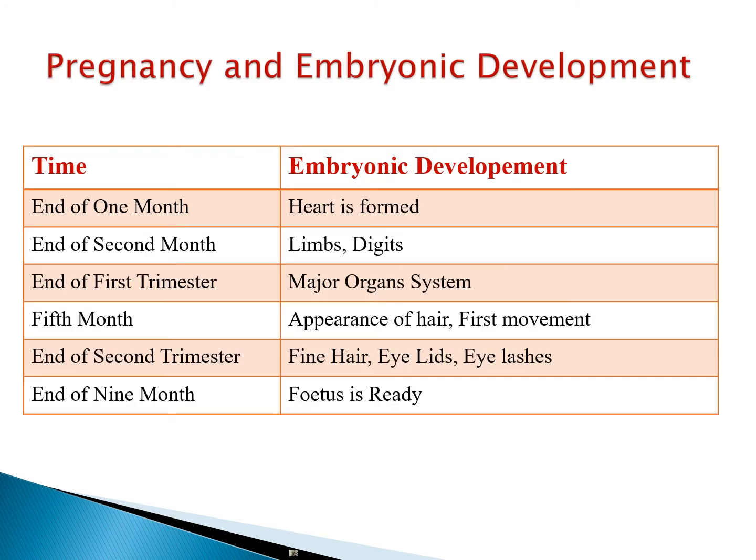Now coming to pregnancy and embryonic development. After the end of the first month, the heart of the fetus is formed, while at the end of the second month, limbs and digits are formed. As the first trimester ends, major organ systems have been formed. With the end of the fifth month, there is appearance of hair and the first movement can also be felt. At the end of the second trimester, fine hairs, eyelids, and eyelashes are formed in the fetus. And with the end of the ninth month, the fetus is ready for coming outside.